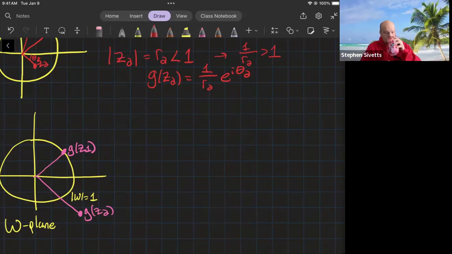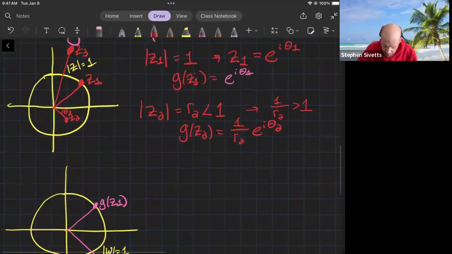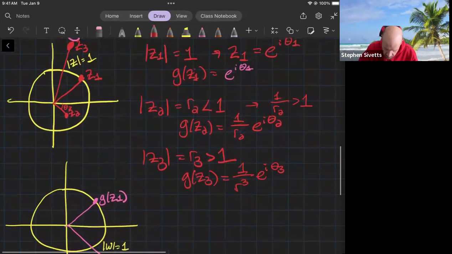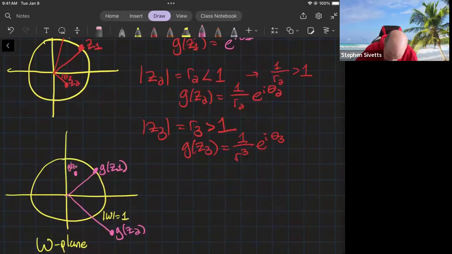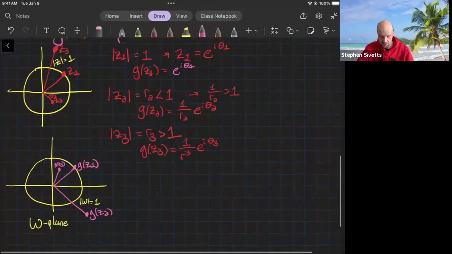So you'll have points that are outside of the unit circle. z3 is a point that's outside of the unit circle, so we'll have a radius r3 that's bigger than 1. Under g of z3, assuming the angle is the same, we'll have 1 over r3 times e to the i theta 3. So in this case, g of z3 would be a point that's inside the unit circle. So g of z3 is here.